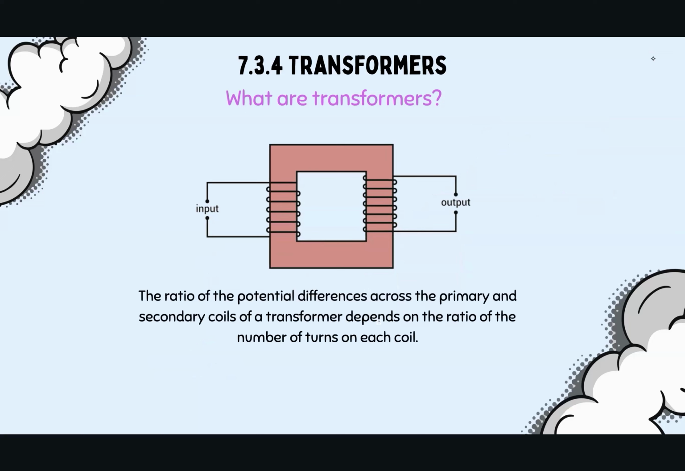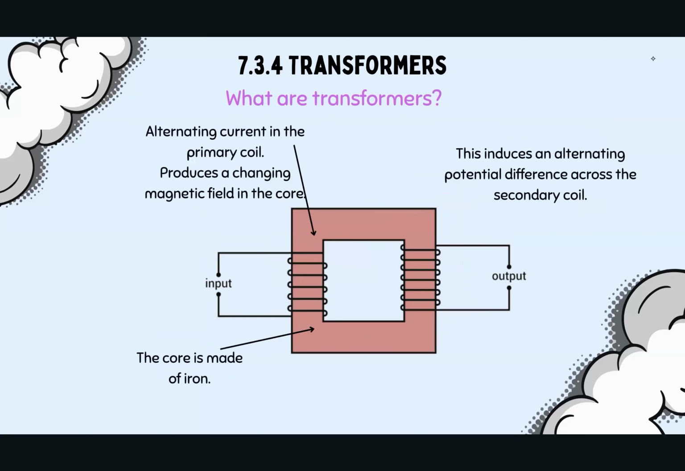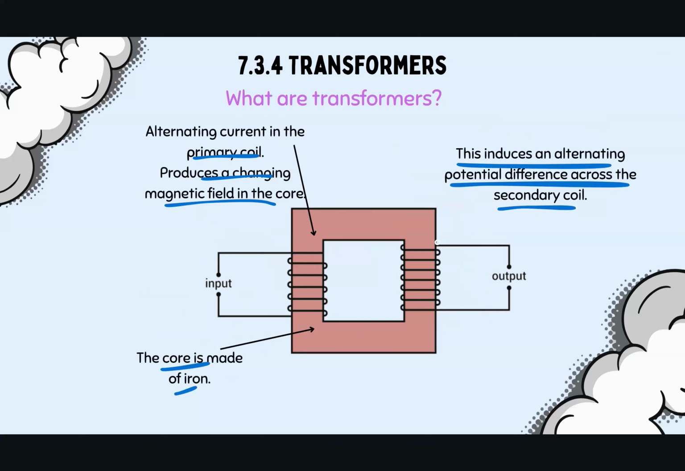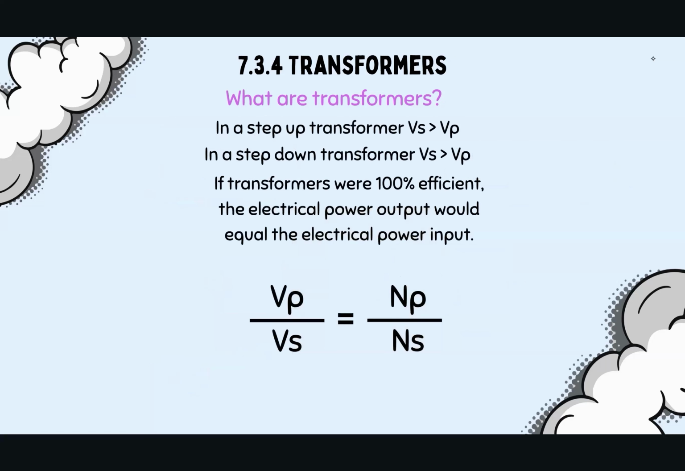So the ratio of potential difference across the primary and secondary coils of a transformer depends on the ratio of the number of turns on each coil. So an alternating current in the primary coil produces a changing magnetic field in the core. This produces an alternating potential difference across the secondary coil. And so essentially, the current flowing through this wire creates a magnetic field in the core, which creates a potential difference in the secondary coil, which has more wires, and that potential difference then creates a current. And because there's more wires, you're creating more potential difference.